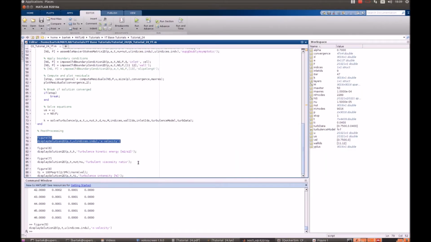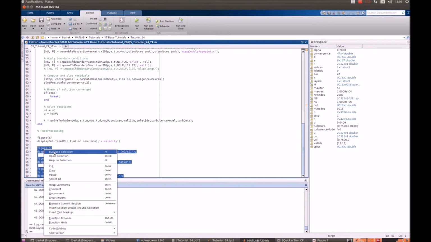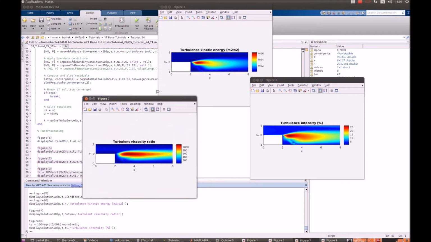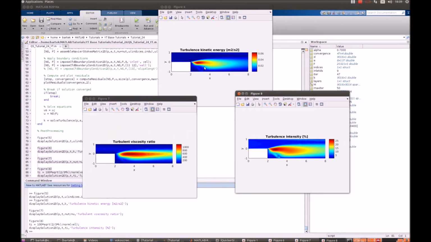Turbulence kinetic energy, turbulence viscosity ratio and intensity. Let's check them out all in one shot. Yes, great. So obviously there is shear layer generated in here. So that's the region of the strongest turbulence. You can see that on kinetic energy, on the turbulence intensity, that reaches almost like 25%. And also turbulence viscosity ratio becomes really large. This turbulence viscosity addition to the flow is like over 1,000 times larger than basic viscosity of air.